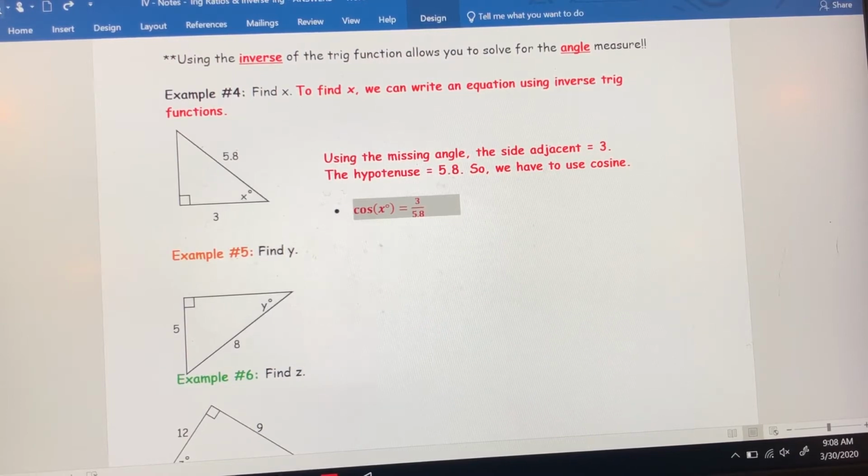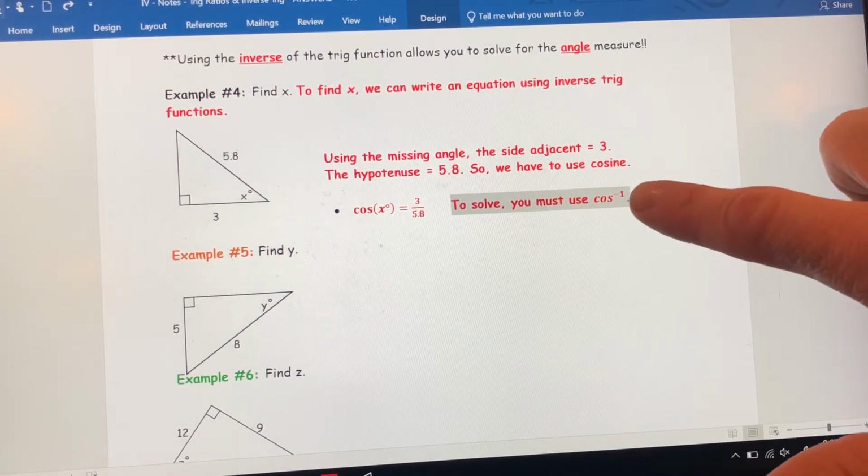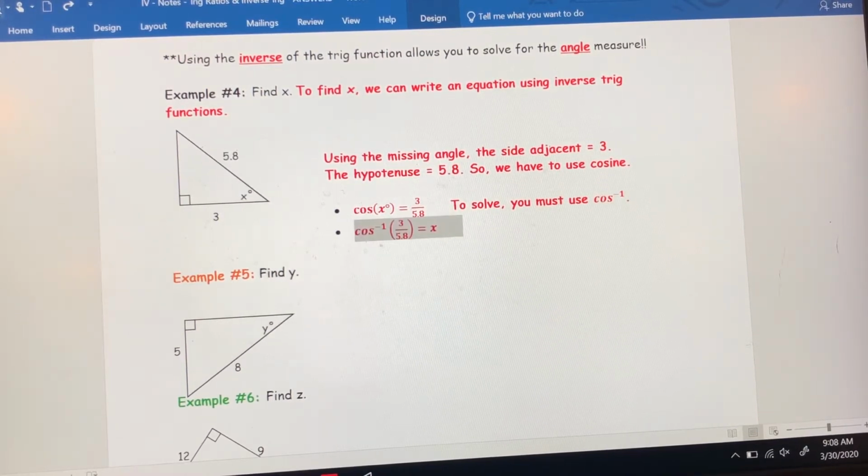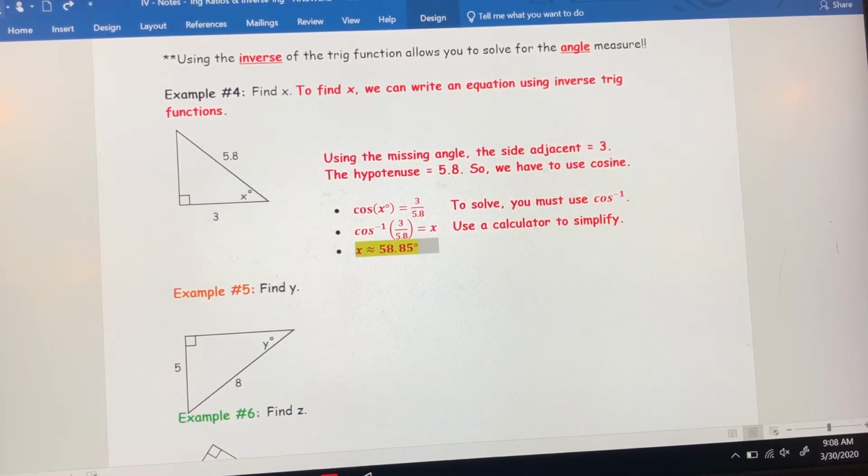So the next step, we're going to say the inverse cosine, which is this cosine with the -1 up there. It's not an exponent, it's just a way of writing inverse cosine. Our new equation is going to be inverse cosine of that ratio 3 over 5.8 equals X. Now we're going to use a calculator to simplify, and we should get the answer to be 58.85.